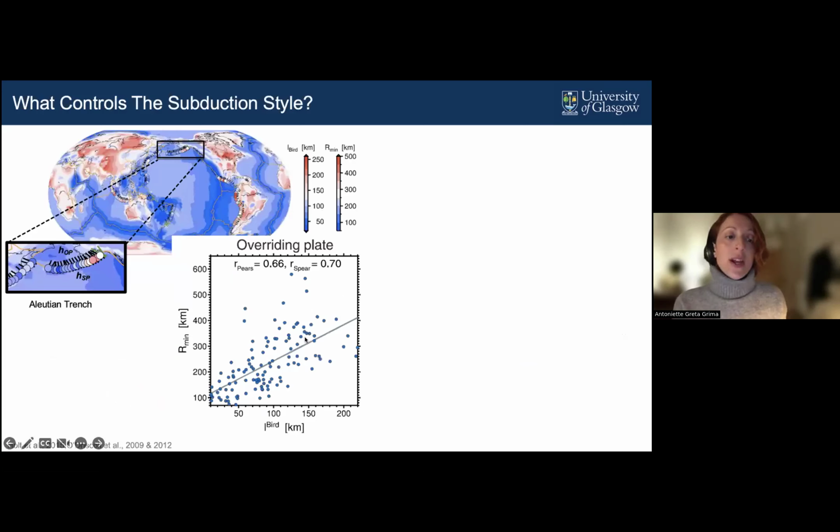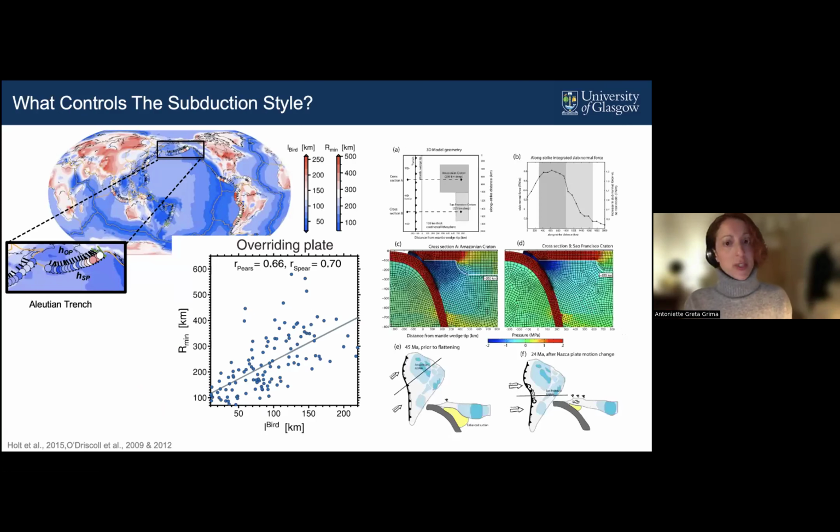However, recent work by Adam Holt and co-authors from 2005 suggests that actually the overriding plate thickness can directly influence the angle of the slab at the trench, from models with plastic yielding. And work by O'Driscoll and co-authors from 2012 and 2009 suggests that the presence of a continental keel will encourage a slab to deflect and flatten underneath the overriding plate. So clearly the overriding plate is important.